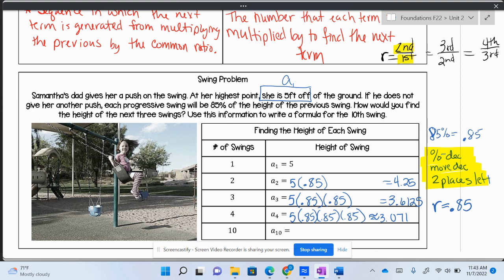Oh my gosh. That's why I specifically wrote those out like that. So watch. 5, times 0.85. And I'm going to do 10 minus 1 as my exponent. But we know that 10 minus 1 is 9, so it's to the 9th.